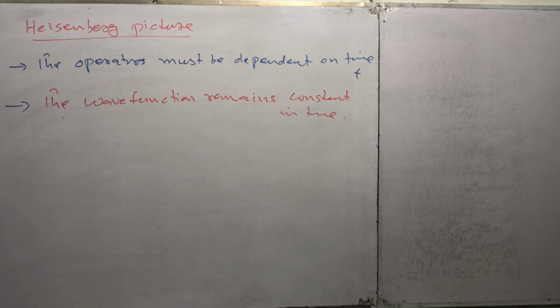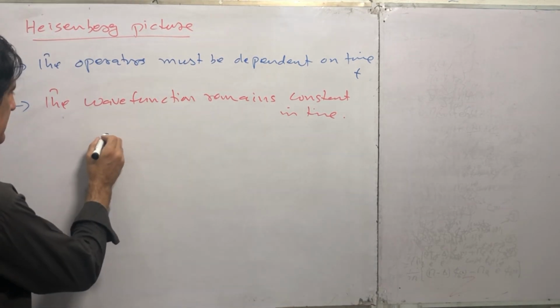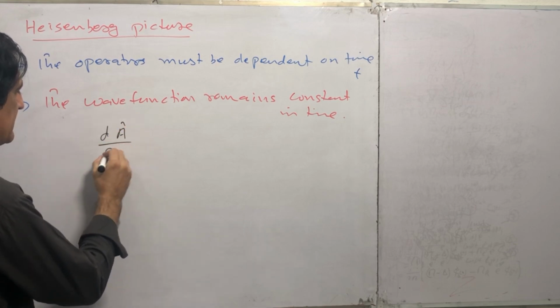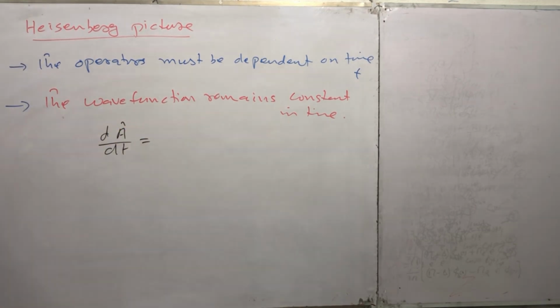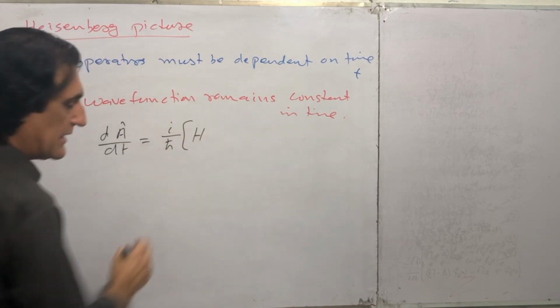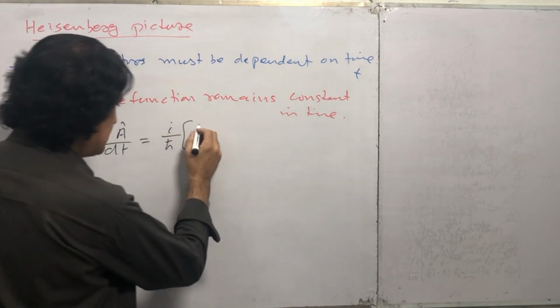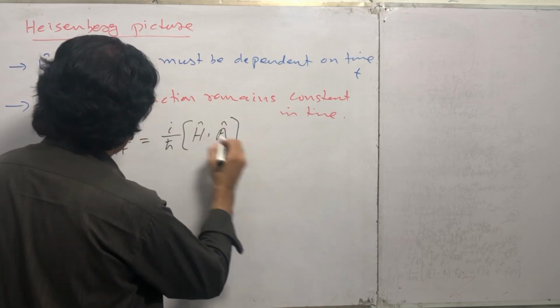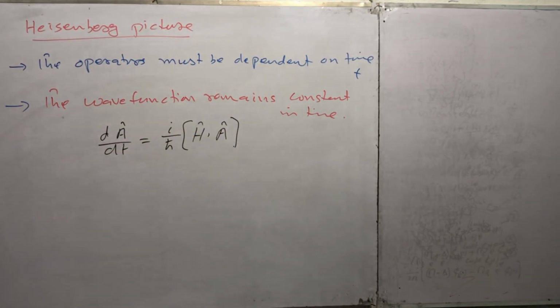And generally, this expression for any operator A, dA divided by dt, can be written as iota divided by h cut, the Hamiltonian of the system and A. So this is dA divided by dt. This is the mathematical expression. Now, to derive the above relation, we take the expectation value of an operator.